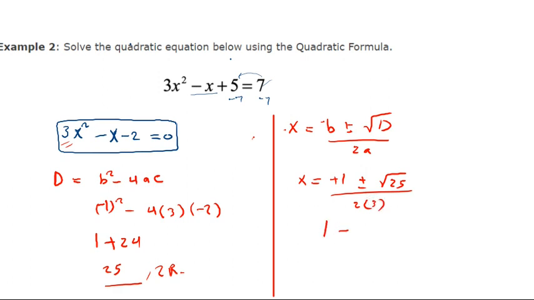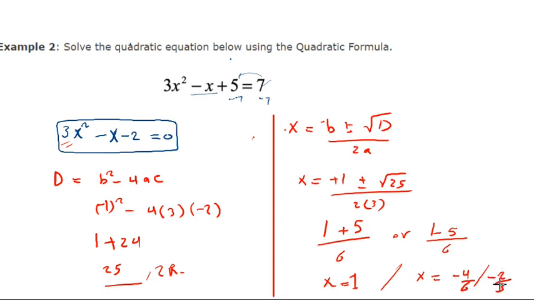Now we have 1 plus the square root of 25, which is 5, over 6, or we have 1 minus 5 over 6. We have 6 over 6, which equals 1, so x equals 1, and we have x equals 1 minus 5, minus 4 over 6, or we can say minus 2/3. It is the same, just simplifying the term.